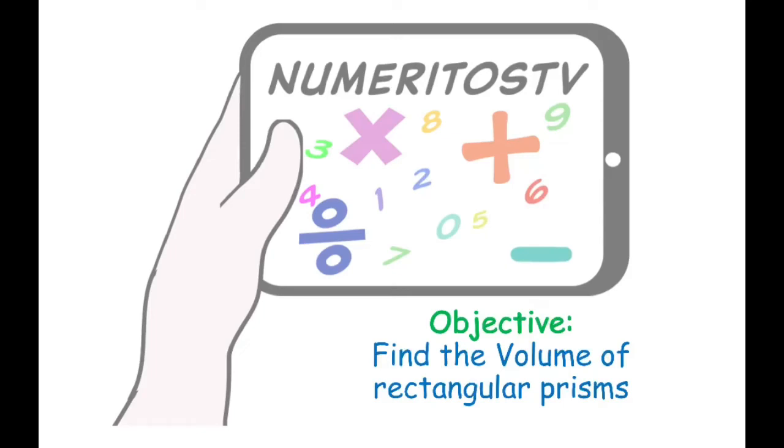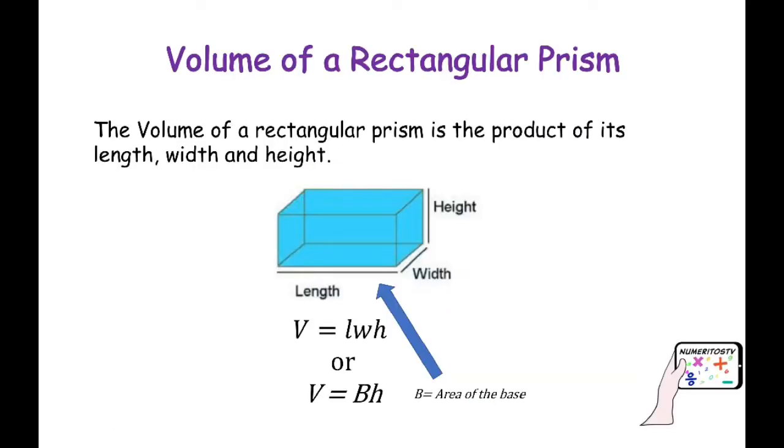The objective today is to find the volume of rectangular prisms. The volume of a rectangular prism is the product of its length, width, and height.